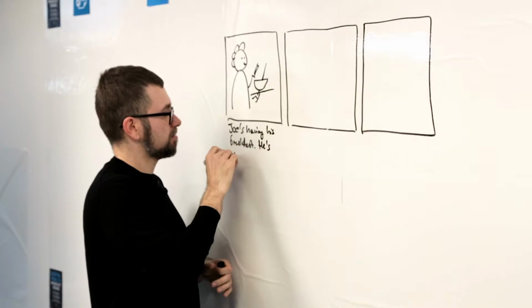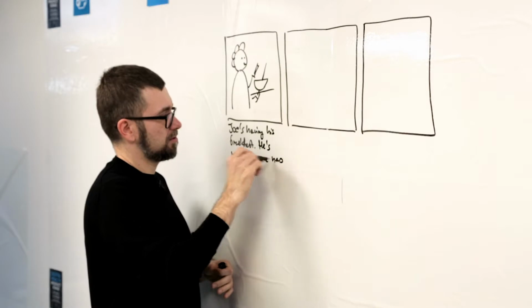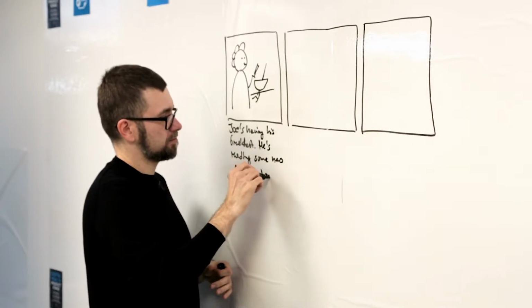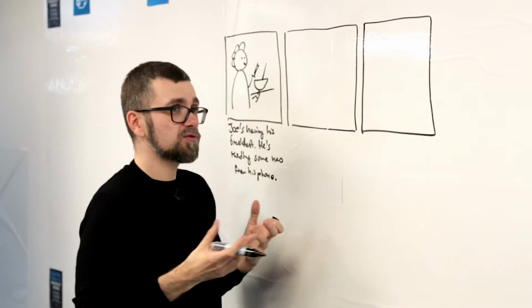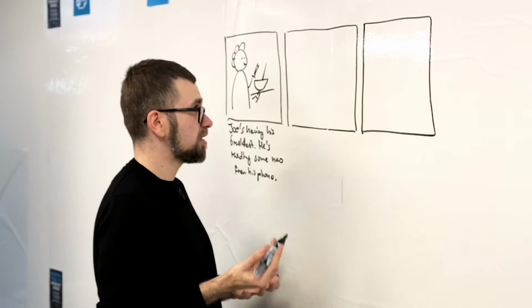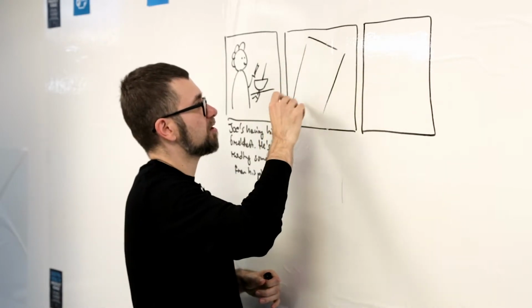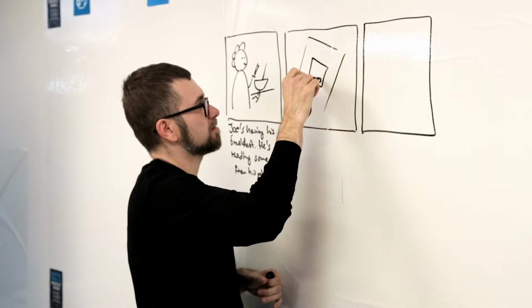He's reading some news from his phone. Now imagine that the next thing he might want to do is to log information about the breakfast that he just had into the app. So here we could sketch the phone screen itself with Joe's hand pointing at the image.